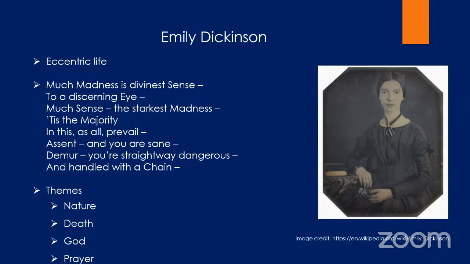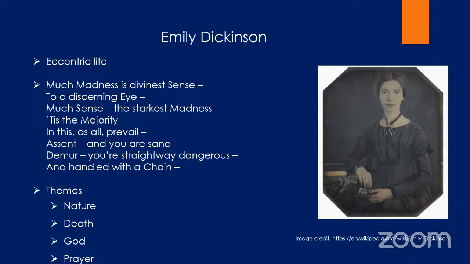Okay, if you look at the poem, I'll read it out. "Much madness is divinest sense to a discerning eye. Much sense, the starkest madness. 'Tis the majority in this, as all, prevail. Assent, and you are sane. Demur, you're straightway dangerous and handled with a chain." Okay, that's a very short poem that she wrote.